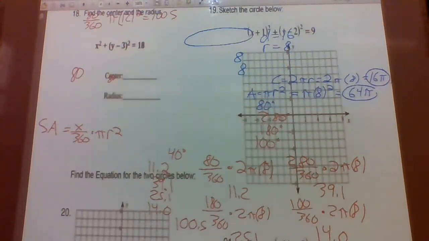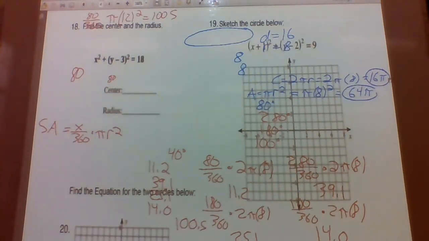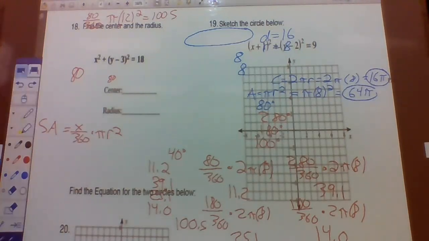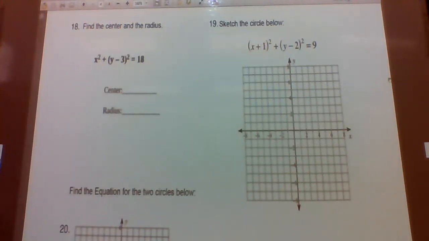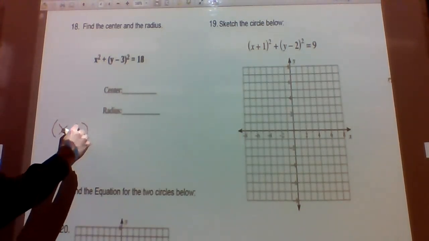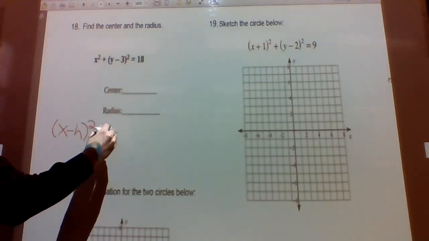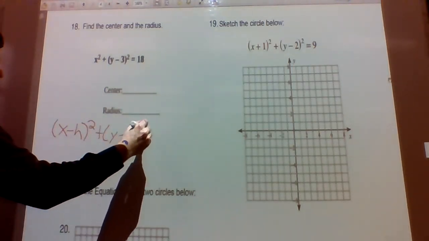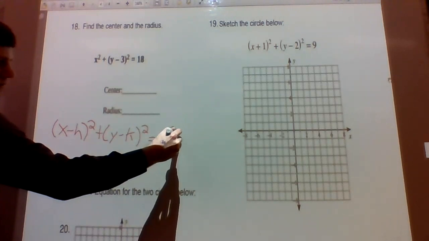Okay. 18 and 19, they're giving us the equation. We got to find the center and the radius. And the next one, we got to graph it. So if I write the equation for a circle out, we know it's going to be (x minus h) squared plus (y minus k) squared equals r squared.